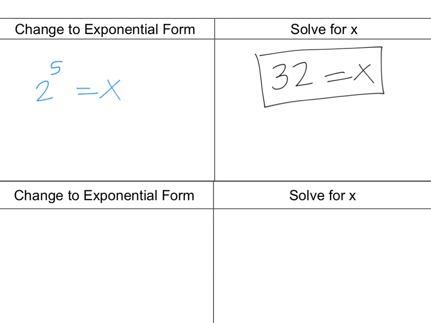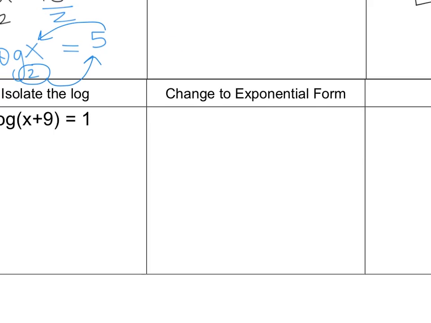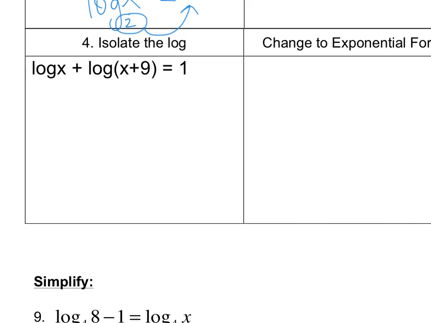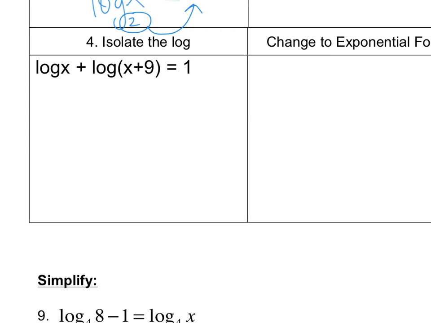Now let's move on to example number 4. Some of you might look at this and say, okay, I have logs on both sides, two logs over here and a number over here. So is this a log and a number situation? Let's see, can I combine these two into only one log? Yes, if I use something called the product property.